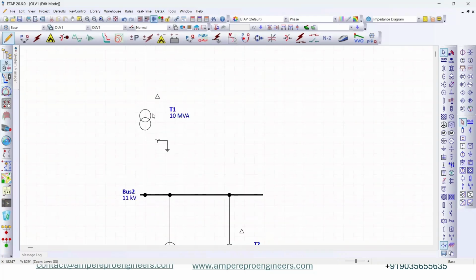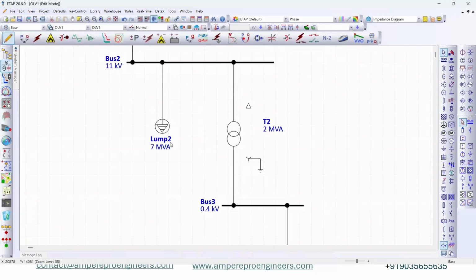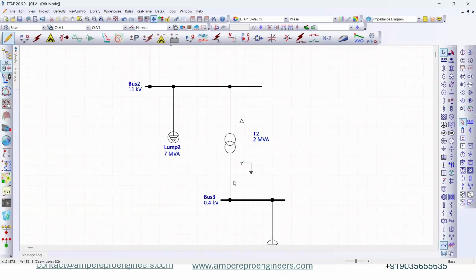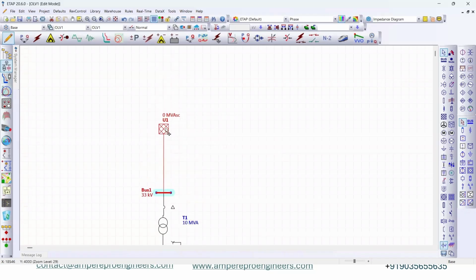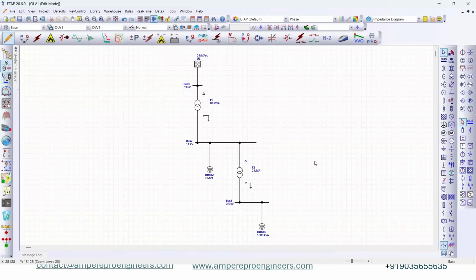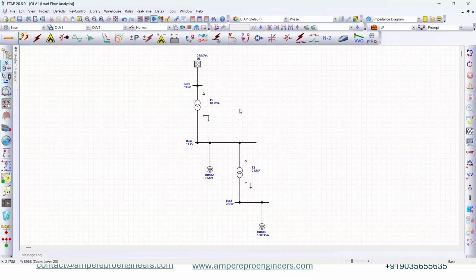So for this 10 MVA transformer, what is the total load? Here 7 MVA, here 2 MVA. So altogether, if you add it, it will be like 9 MVA, right? So this is the network for us to understand this concept. So I am just going a little bit. So let's run that. I will explain what exactly is happening.